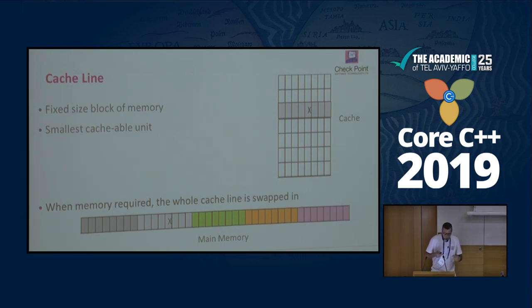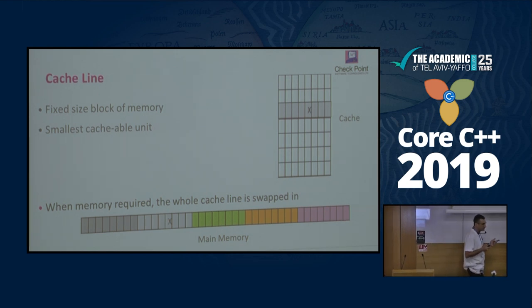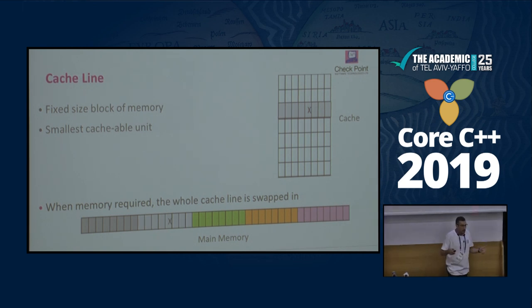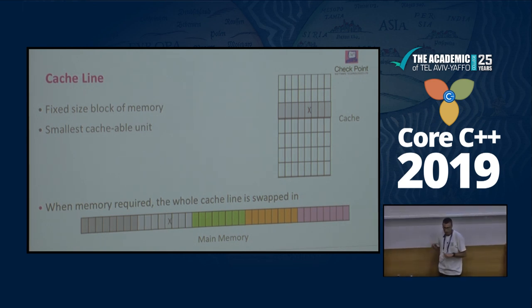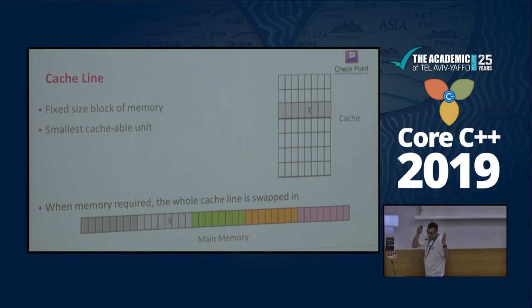We don't want the cache line to be too small, because we do want some locality, but we also don't want it to be too big, because then swapping it in and out would be just too slow, and we'll have a lot of wasted memory. If we want memory 4 and 5, maybe we want 6 and 7, but it's a bit less likely that we want 25 and 27, or 105 and 107.